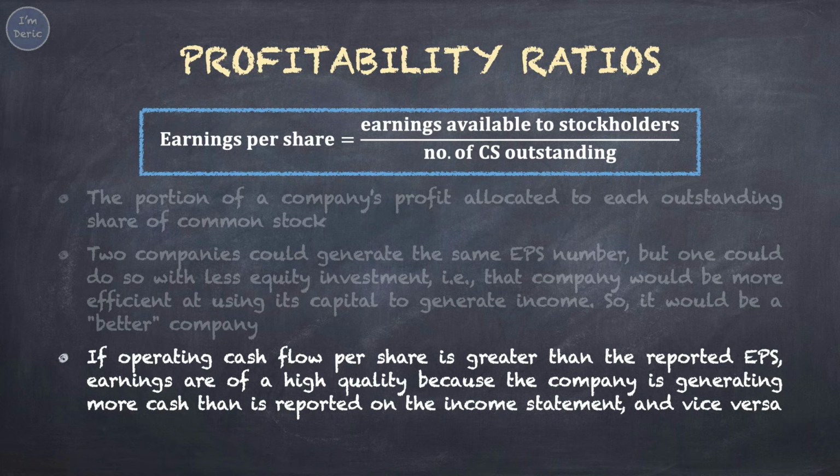If operating cash flow per share is greater than the reported EPS, that means the earnings are of a high quality, because the company is generating more cash than is reported on the income statement, which is a good sign. But if the operating cash flow per share is lower than the EPS, it means the company might not be making as much money as it seems on paper.